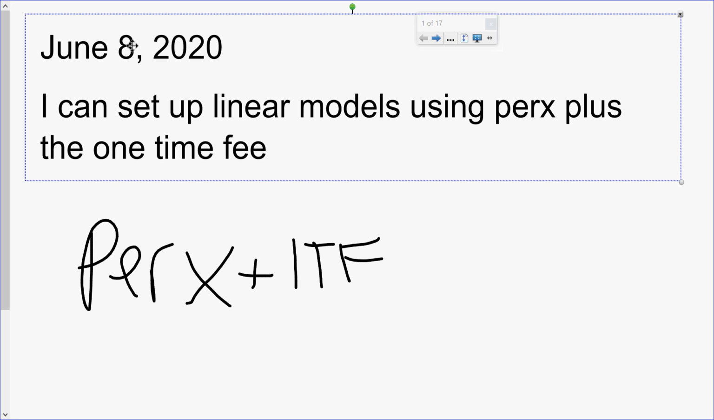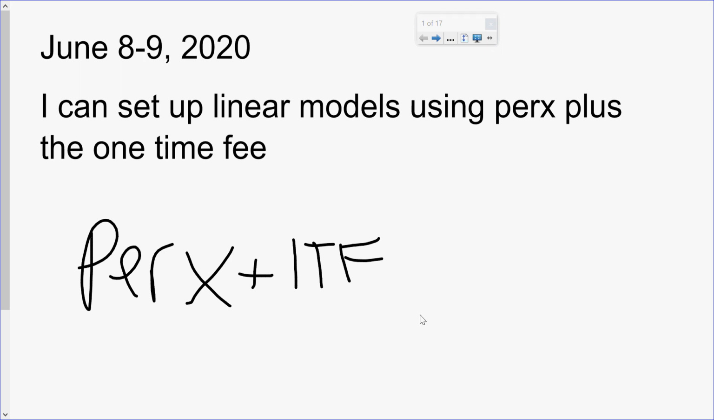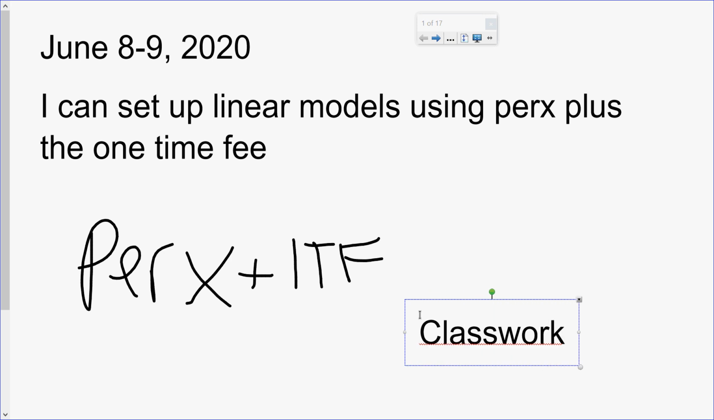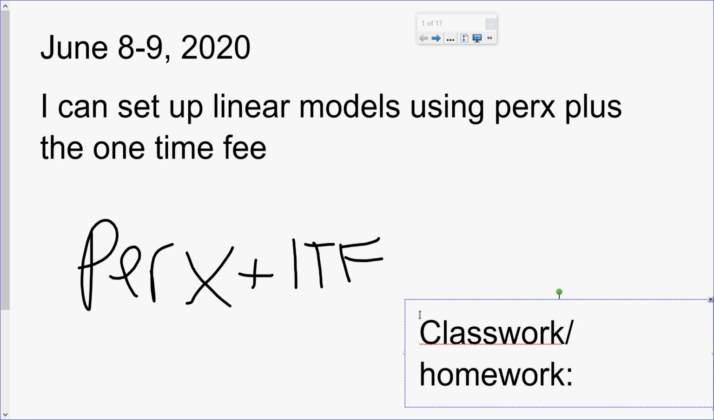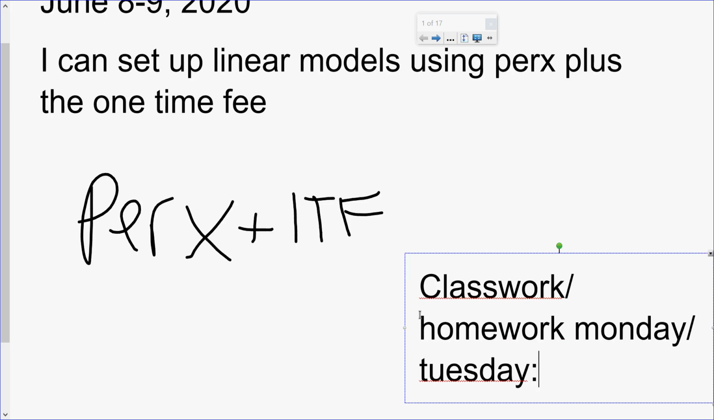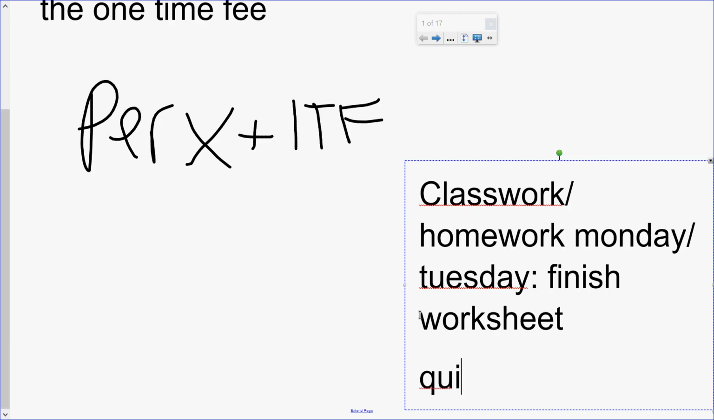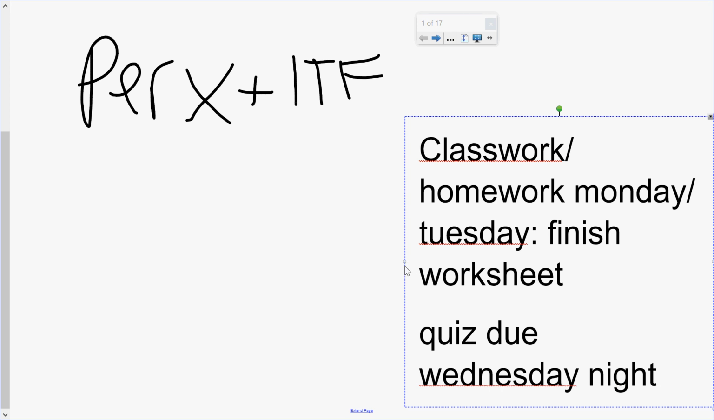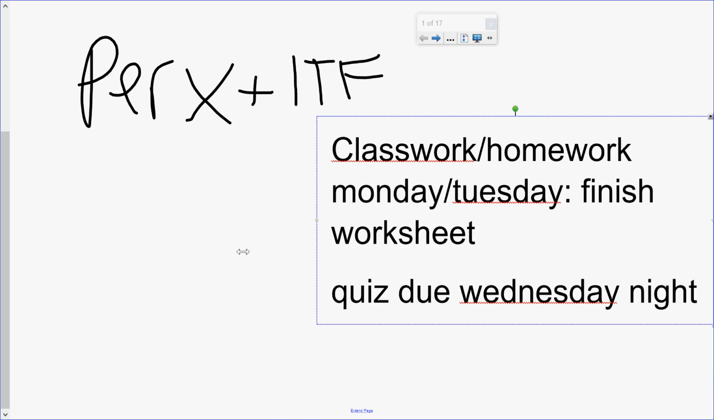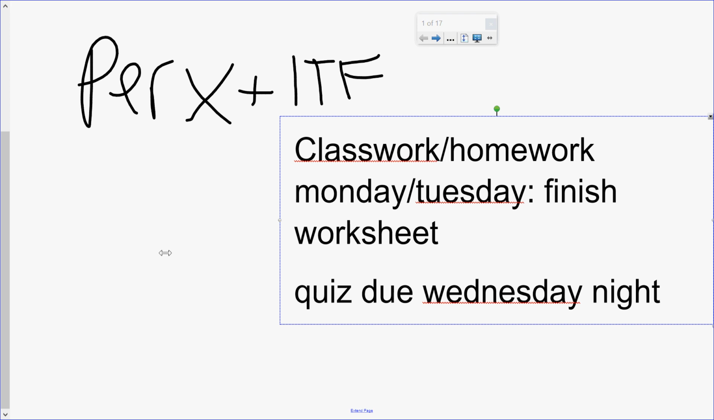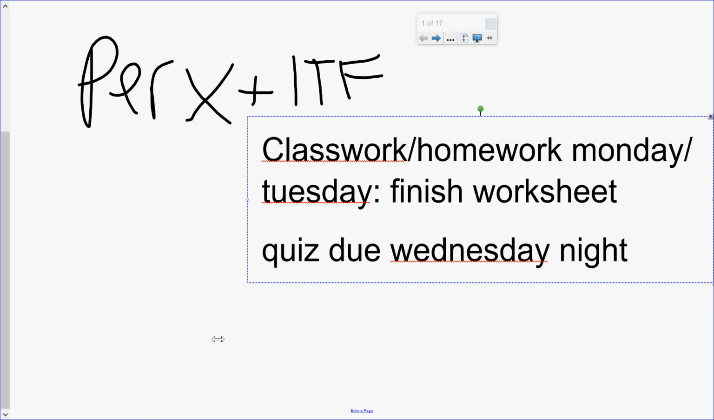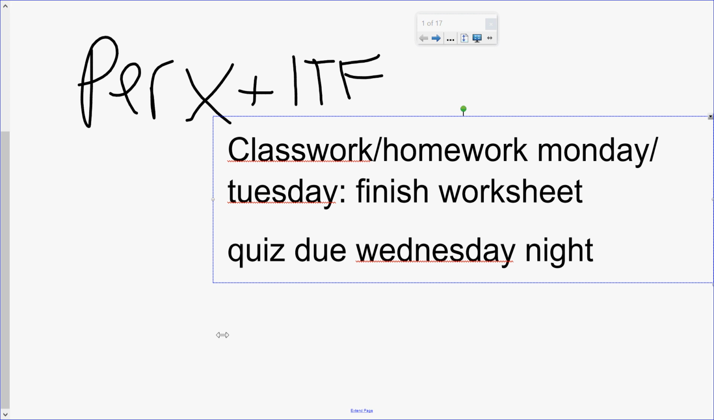So I'm giving you 2 days to this, actually. So your classwork and homework for Monday and Tuesday is to finish the worksheet, and your quiz will be due Wednesday night. There's just one more lesson that we're going to do after this. Then we're going to review and test. And then any time we have after that will be used for you to make up whatever you might need.